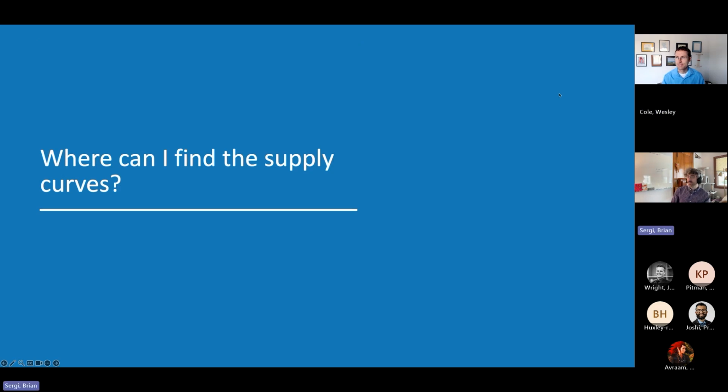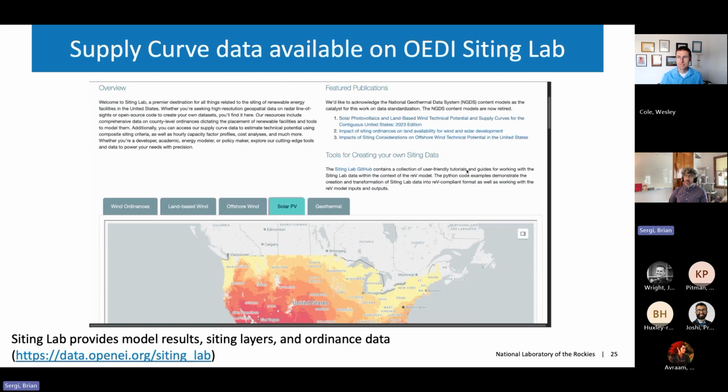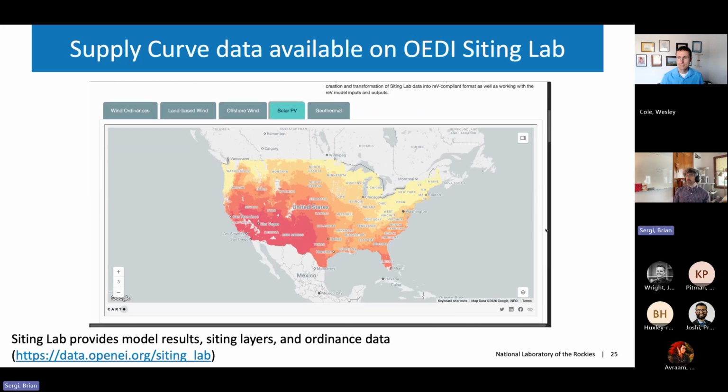Yeah, thanks, Wesley. Okay, I'll talk a little bit about where you can find the supply curve data. The supply curves are available on the Open Energy Data Initiative Siting Lab page. This is kind of like a clearinghouse for a bunch of the supply curve data.